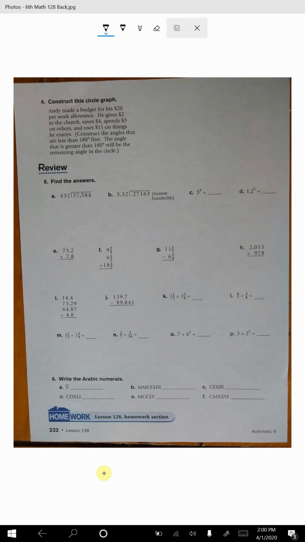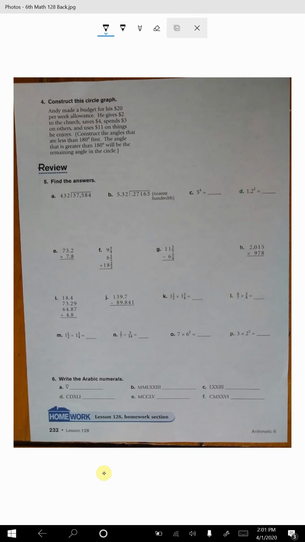So Andy made a budget for his $20 a week allowance. He gives $2 to the church, saves $4, spends $3 on others, and uses $11 on things he enjoys. Construct the angles that are less than 180 degrees first. The angle that is greater than 180 degrees will be the remaining angle in the circle. But the first thing we have to do is figure out those percents and then figure out what that is in our circle. Okay? All right, so the first thing we have a $20 budget.